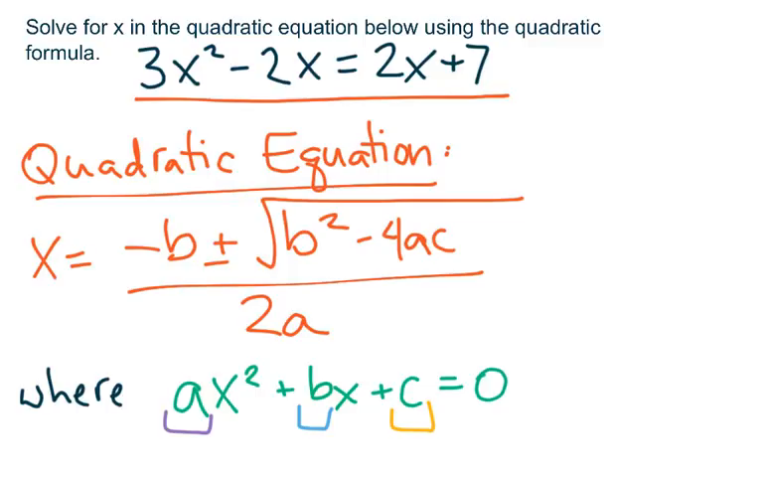So remember that the quadratic equation, when you have an equation of this format, ax squared plus bx plus c equals 0, the quadratic formula says that x equals negative b plus or minus the square root of b squared minus 4ac, all over 2a.